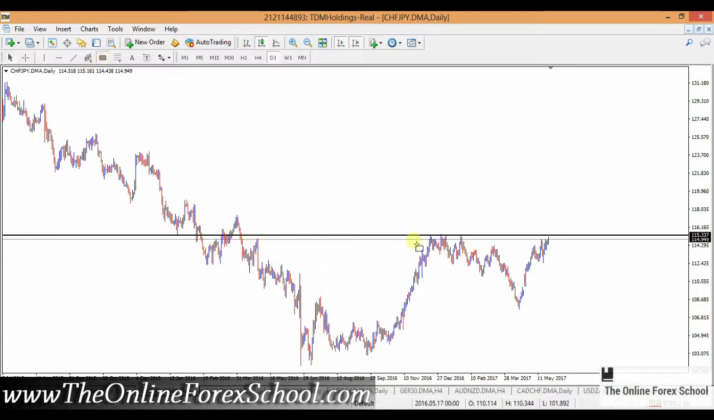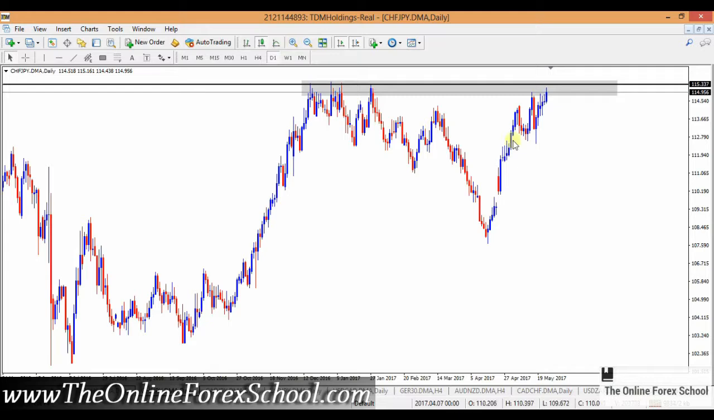I'm now emphasizing this small zone that we have over here for price, because this is the area where price has, as we can see in the past, turned around, and it has respected this zone for quite some time. So now we can see that price is in that same vicinity.